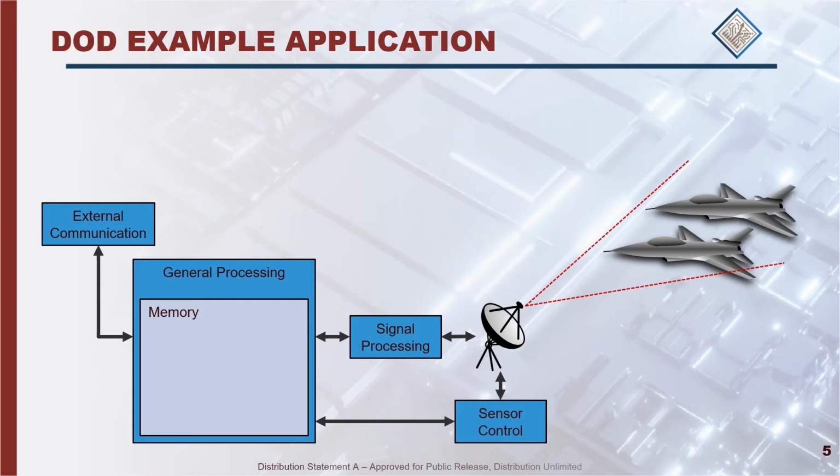Now, how does this apply to a DoD type application? Here I'm going to describe a DoD application. This would be an electronic warfare system, a radar system detecting incoming aircraft. In this system, we've got the general processor, some memory, along with some signal processing, which takes the data from there and decides what's coming in on the radar, and then a sensor control, which can turn the radar to whichever particular direction it is. And of course, with any system, you need to be able to communicate with the outside world.